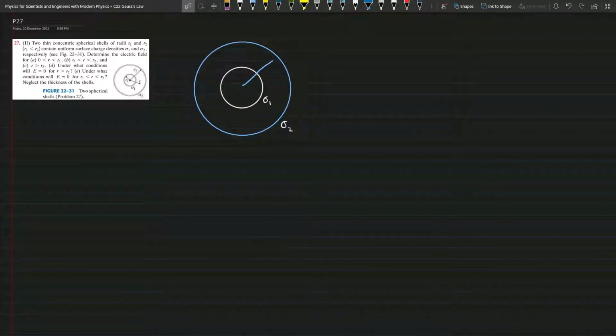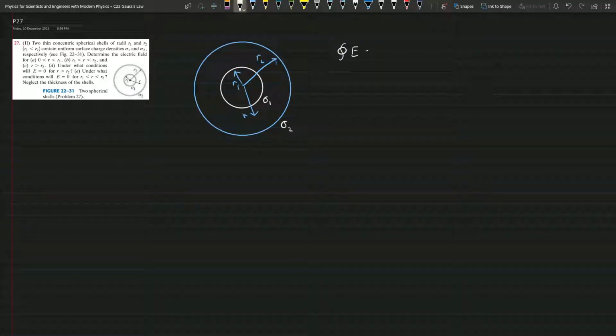Here this is R2 and we have R1 and R. So this is a diagram. Now we write down the general form for the Gauss law. So this is the Gauss law.